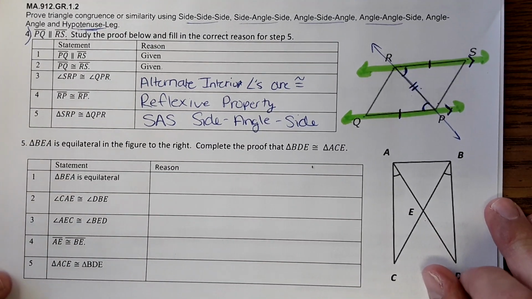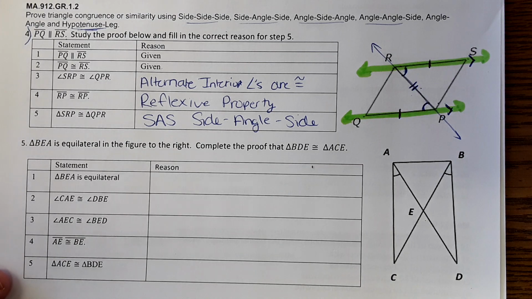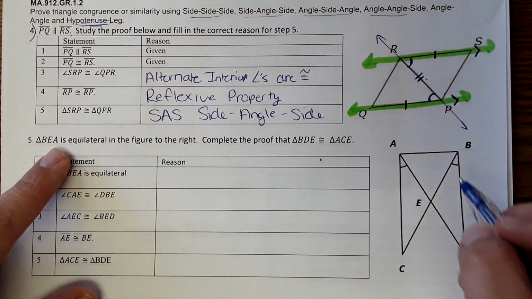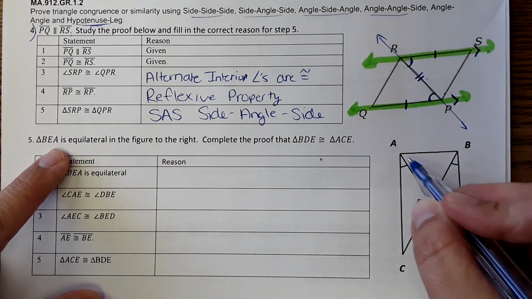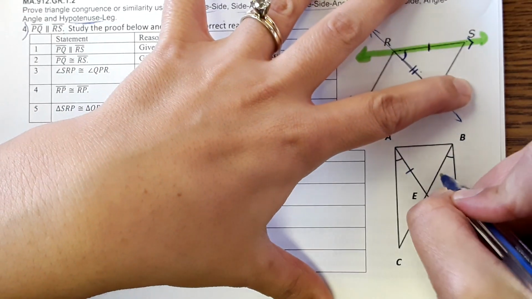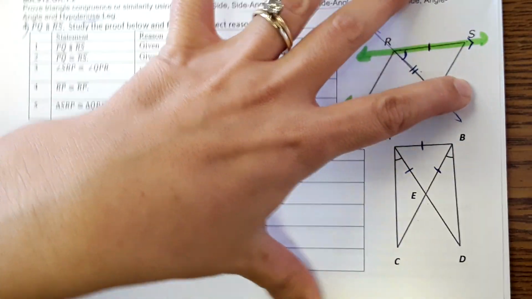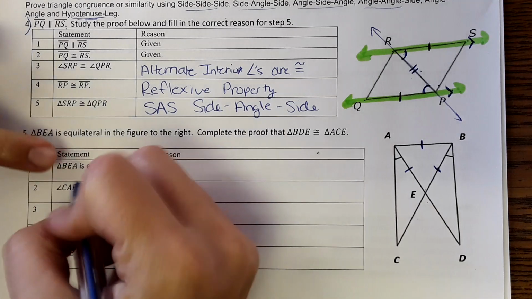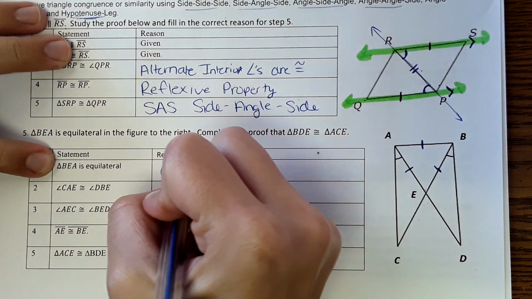Okay, next. 5, it says BEA is an equilateral triangle in the figure to the right. Complete the proof. Okay, starting with BEA being an equilateral. BEA right here, so this triangle is equilateral, and to me that means that all the sides are the same length. Okay, so BEA is equilateral, that is given.